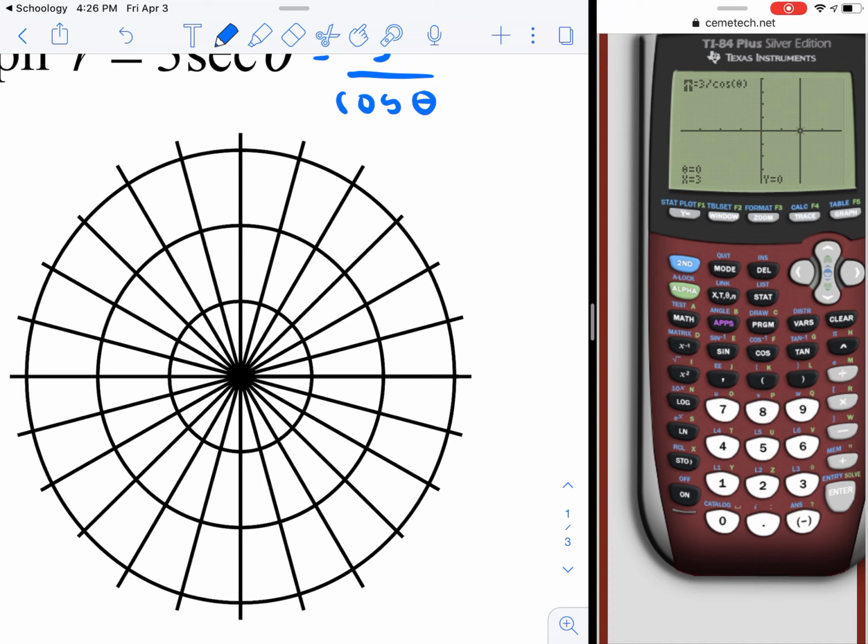So anyway, you're going to hit second and go to the button that says zoom, because above it says format. And you're going to change this to polar GC. If you go back to your graph and hit trace, notice now it gives you R's and thetas. So it's telling us that 3 units out at this angle of 0, we have an R value. And notice from here, this is a vertical line.